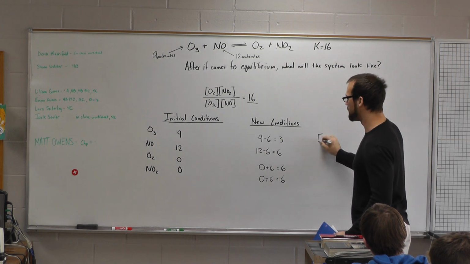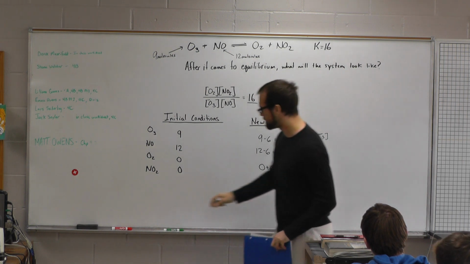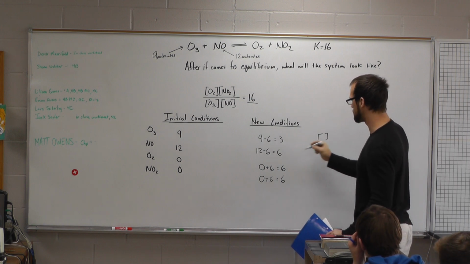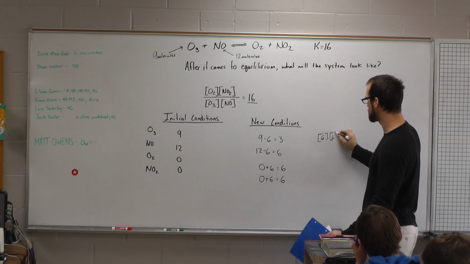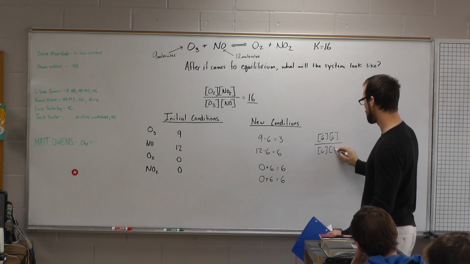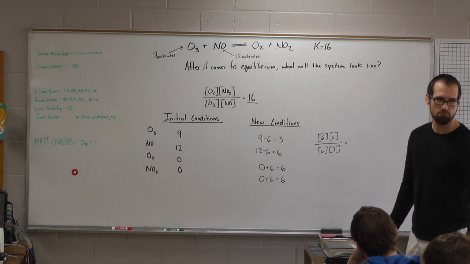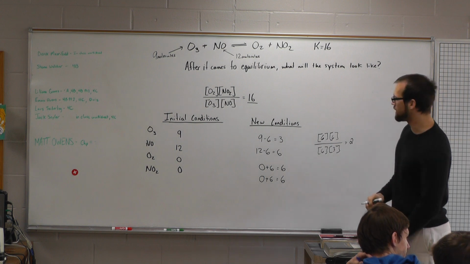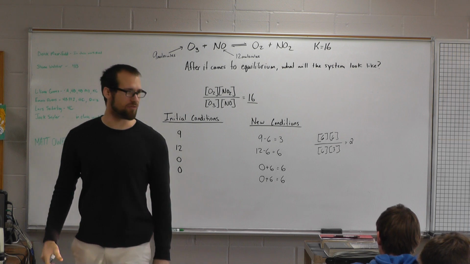So my O3 is 3. My O2 is 6, sorry. My NO2 is 6. And then 6 and 3. Is that going to give me 16? No, it's 36 divided by 18, which gives me 2, right? So we are product favored here, but we're not product favored enough for us to actually get to equilibrium.